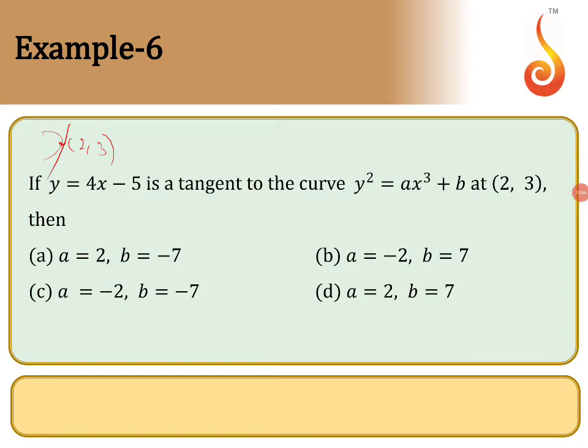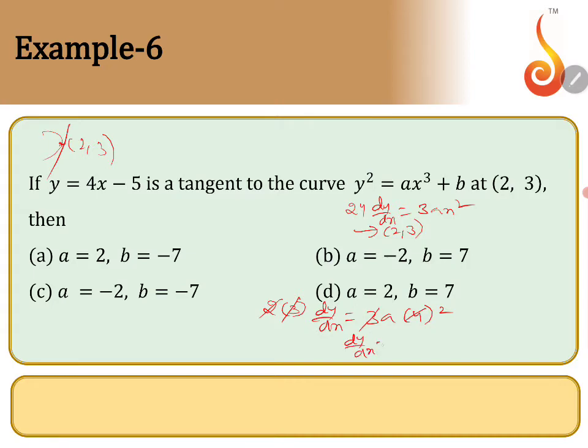Here y square equal to ax cube plus b is the given curve. So that means, differentiating, 2y into dy by dx is equal to 3ax square. Hence at this point we need to substitute in the 2y into dy by dx. So we will get 2 into 3 dy by dx is equal to 3a into x square, that is 4. So therefore this 3 gets cancelled, and this 2 gets cancelled 2 times. Hence dy by dx is equal to 2a.